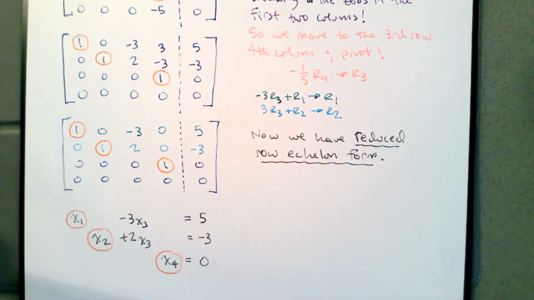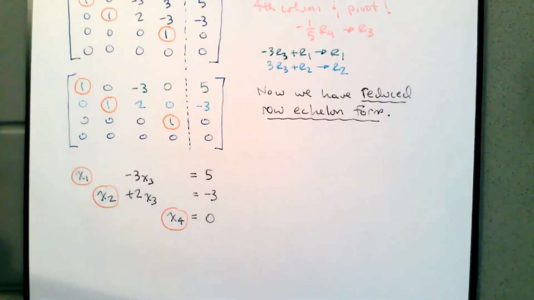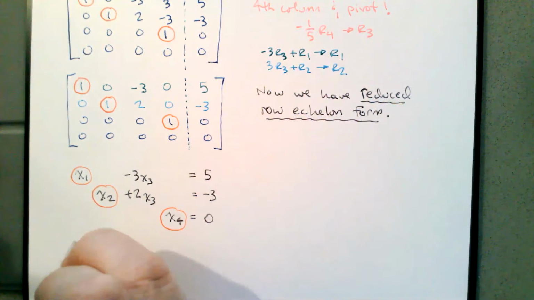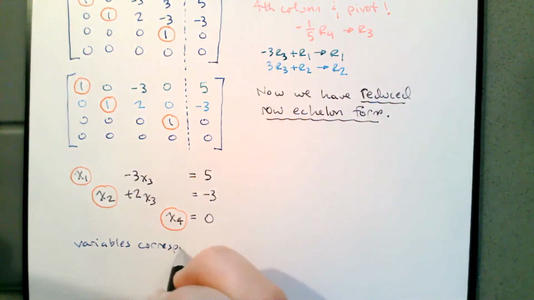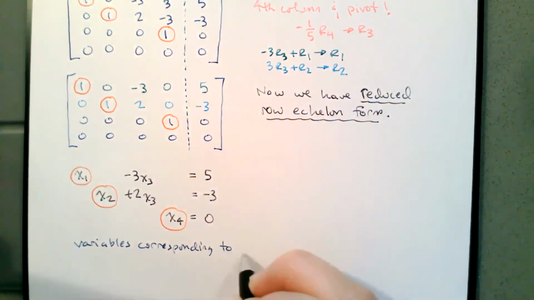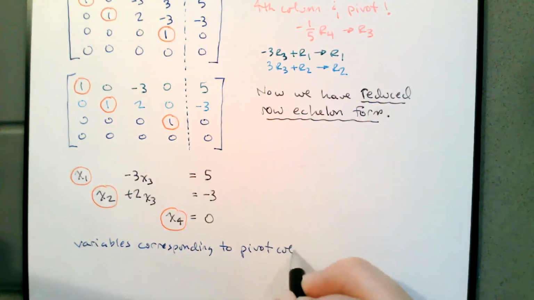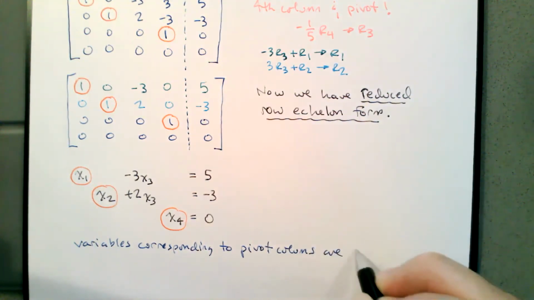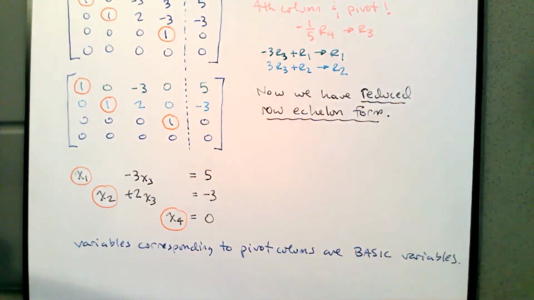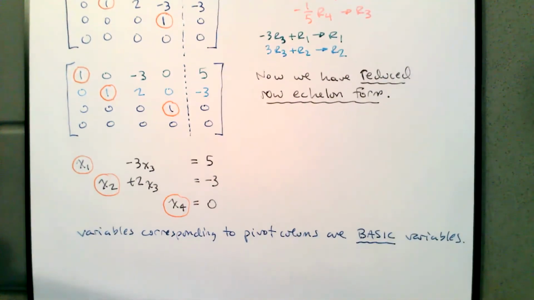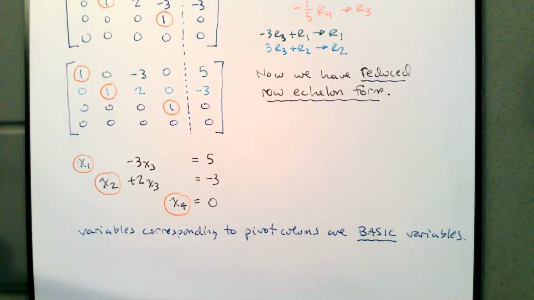So the variables x1, x2, and x4 that correspond to pivot columns are called basic variables. Variables corresponding to non-pivot columns are called free variables.